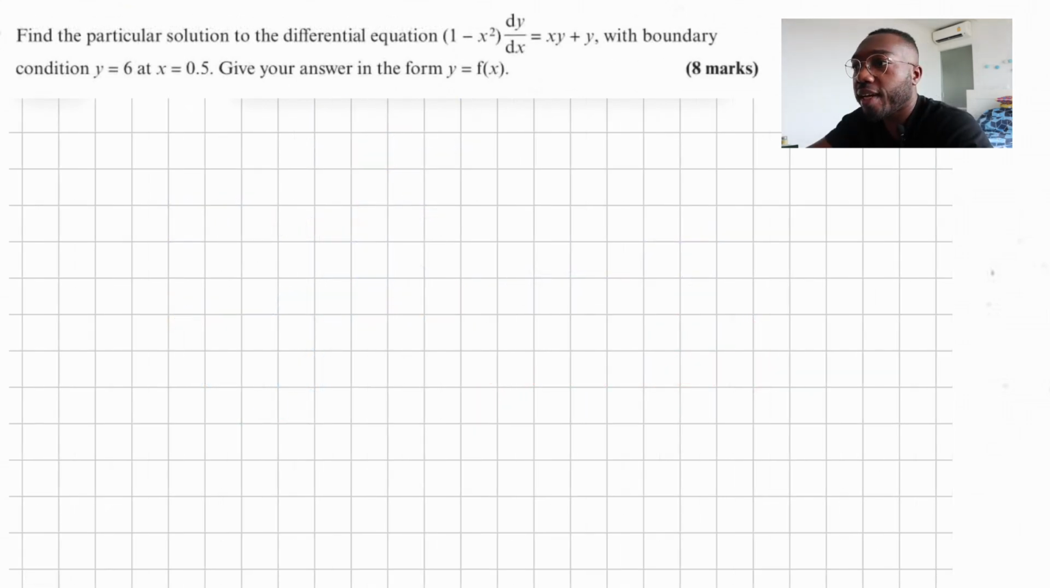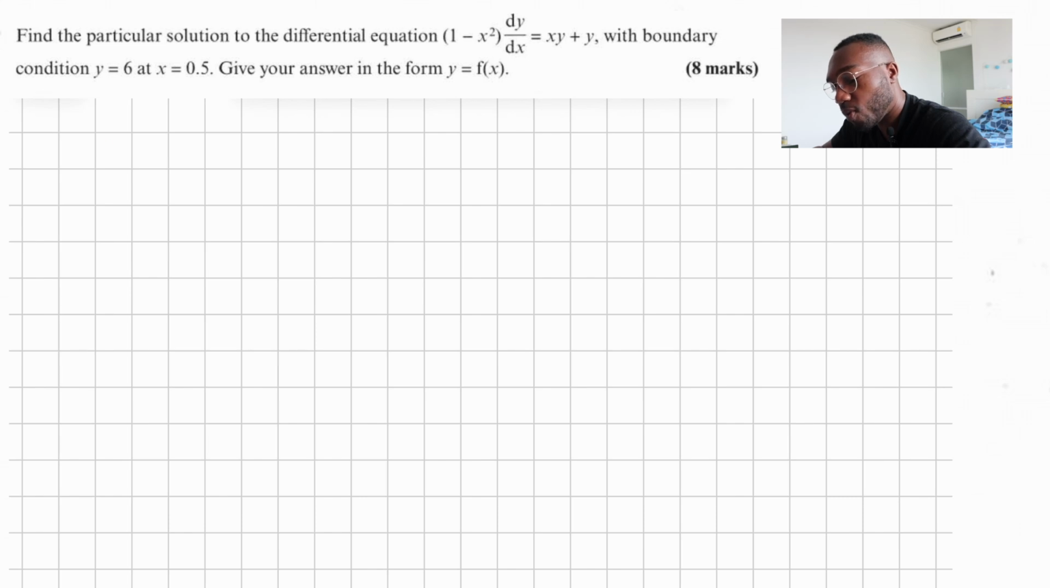So for this question, we have (y minus x squared) dy over dx equal to xy plus y. And then with the boundary condition of y equals 6 and x equals 0.5, we need to give the answer in the form of y equals f of x. So again, with this question, we want to get all our x terms on one side and our y terms on the other. Right now, though, we have combined terms, xy. So how can we get rid of that? Well, all we need to do is just factorize.